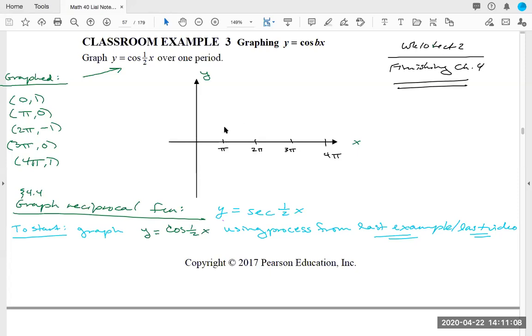So we graphed, one more thing, put my y values here. Okay, I think that's going to be a little bit off. Okay, so we have 0, 1. We have pi 0, 2 pi negative 1, 3 pi 0, and 4 pi 1 from the y equals cosine 1/2 x graph.